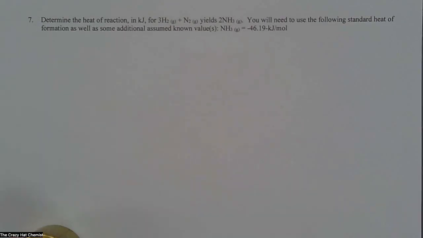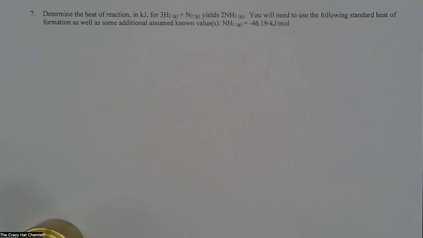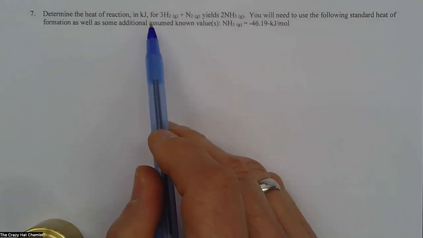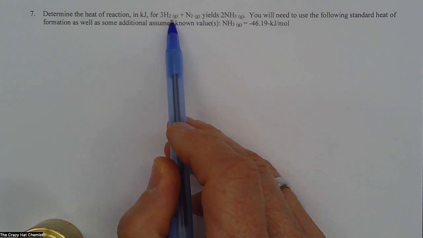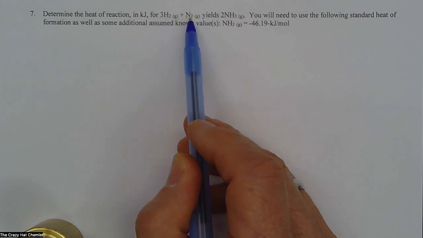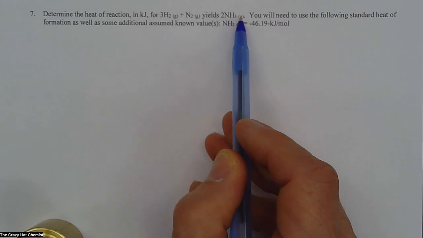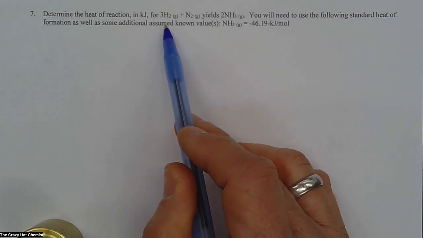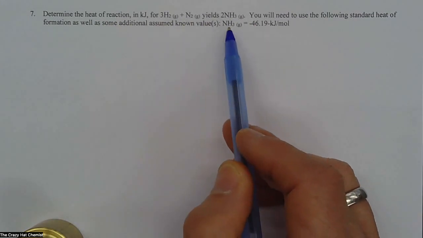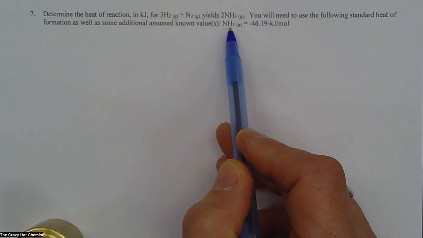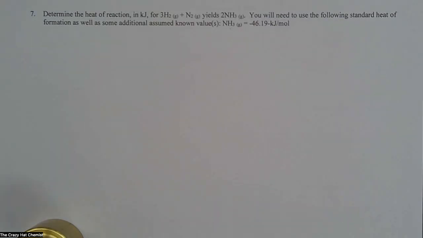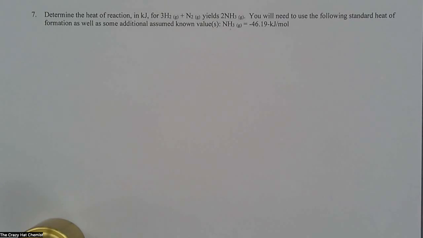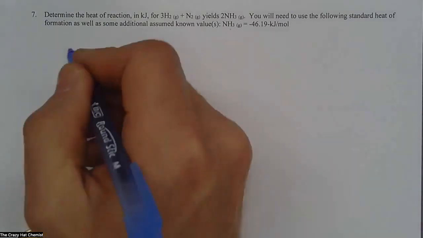All right. So number 7, it says determine the heat of reaction in kilojoules for 3H2 plus N2 yields 2 NH3 gas. You will need to use the following standard heat of formation as well as some additional assumed known values. And so we have this ammonia. This is NH3. That's for ammonia. Let me make sure that that's focused. Okay, there we go.